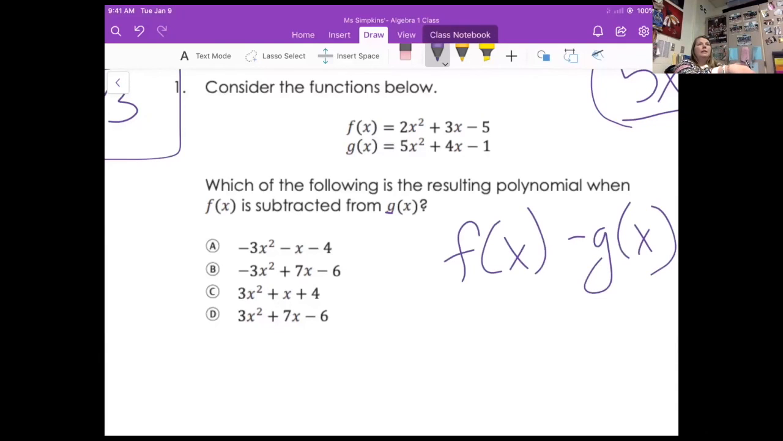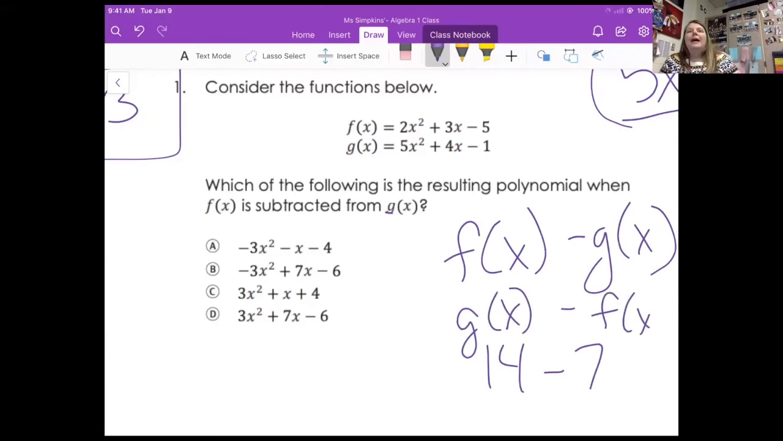That is not correct. When you're subtracting something from something else, like if I subtract 7 from 14, I'm actually doing 14 minus 7. So if I'm subtracting f of x from g of x, I actually want to take g and subtract f. So you have to determine the right order or you're not going to get the right answer. I think the answer is C. It is C. So let's talk about why it's C.